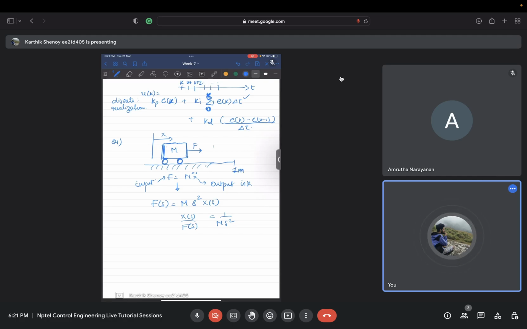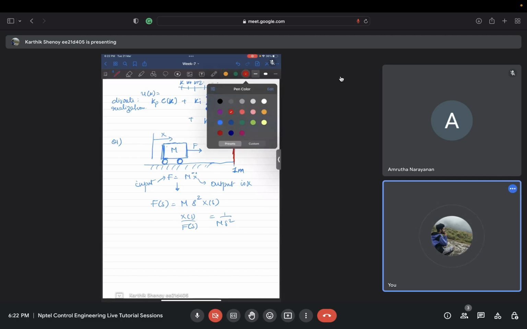This is my target, I will draw the target. So I want to reach here, so this is my target. So I am starting at 0, I will reach there. So how do I do that? I will give a step input. The basic one is the step input. So my reference is a step, okay.